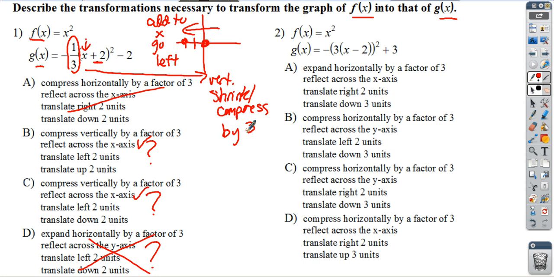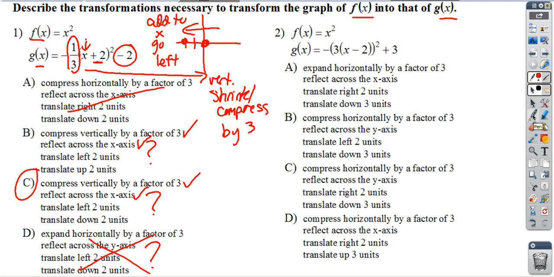Okay, if we look at B and C, they both say compress vertically by a factor of 3. So then how do we decide? We decide based on this number, and that number tells us whether it goes up or down. Add to y, go high. We're not adding to y, we're subtracting from y. So we're going to go down, we're going to go low. So that is option C right there.